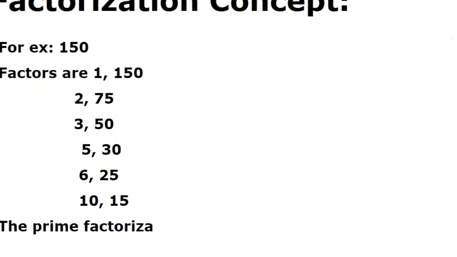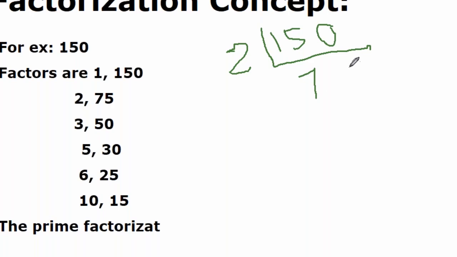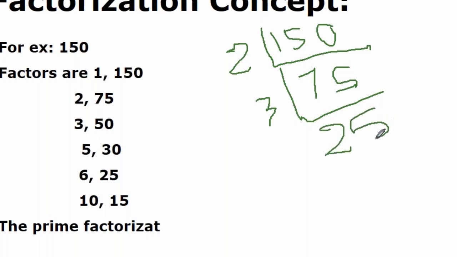Now to find the number of factors for the given number, step number one: 150 can be written as the product of the prime numbers. In general, this is the way we go for the prime factorization. 150 is 2 times 75, 75 is 3 times 25, 25 is 5 times 5.